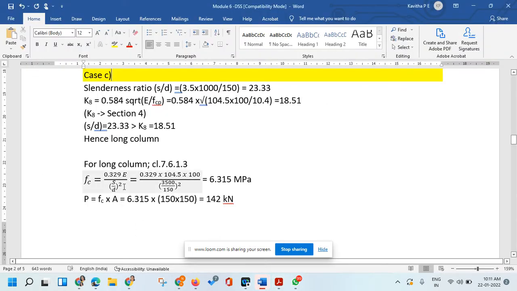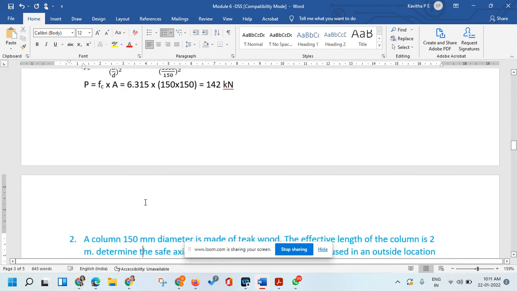So I'm calculating the FC value. E is 104.5 into 100. S by D is 3500 divided by 150 square, and I get FC as 6.315, and I calculate the load carrying capacity as 142. Here again you can see that we have not changed the cross section, just the length, unsupported length increased, and as it changes from short to long column, the load carrying capacity reduces.